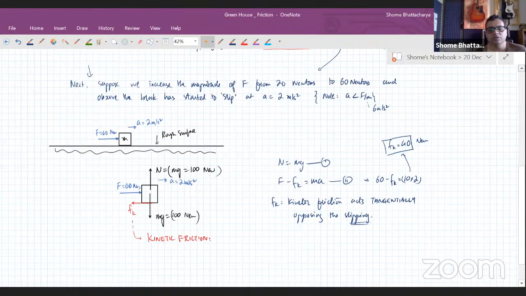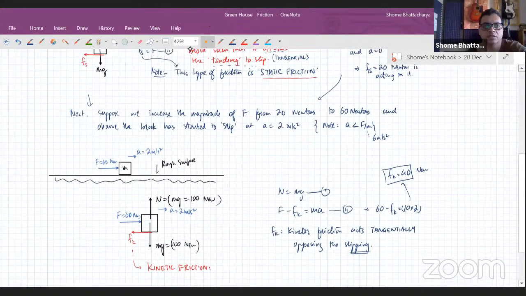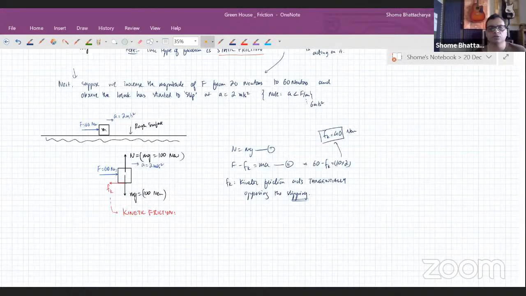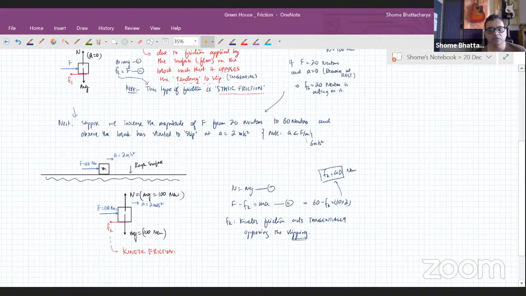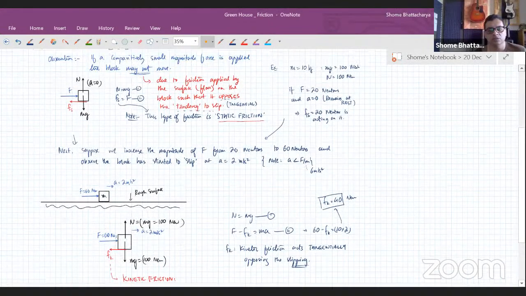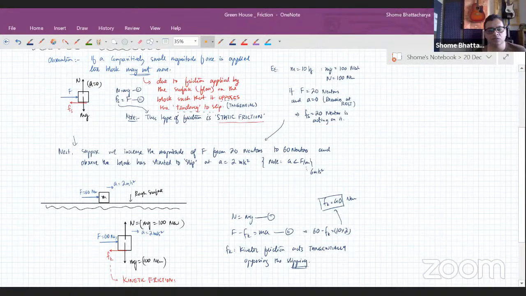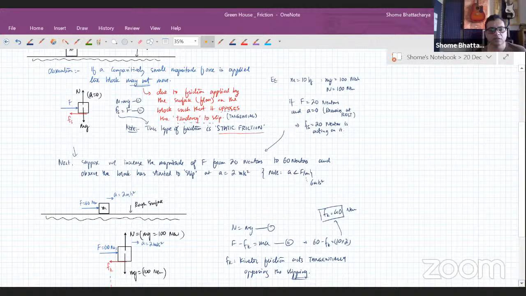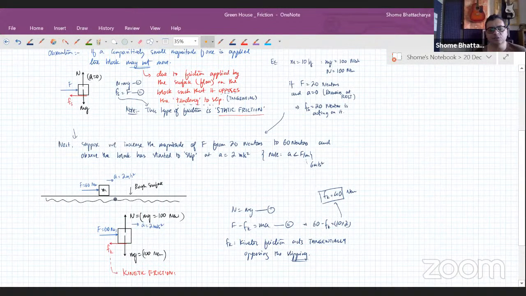So this is the observation from the current situation: when we applied a force of only 20 newtons, it was not able to overcome the friction. The ground was able to balance the external force by applying a static friction of 20 newtons, and the block was at rest. But when we increase the force to 60 newtons, we don't have enough friction available to prevent the slipping. So the block starts slipping, and kinetic friction starts acting on it.